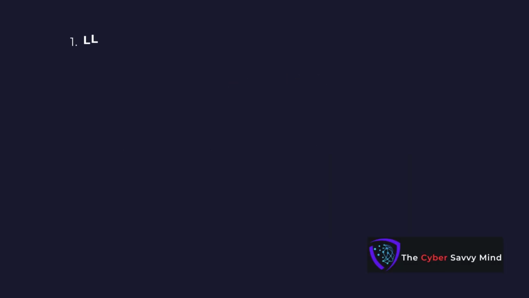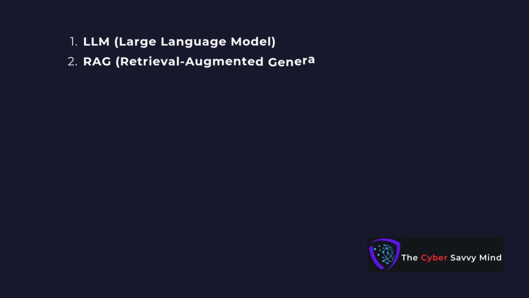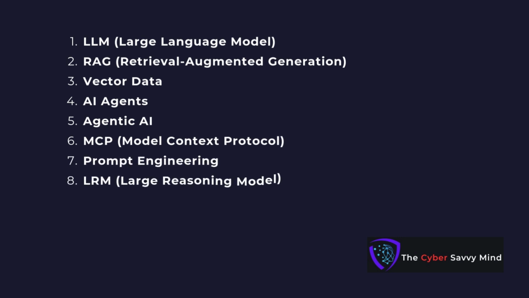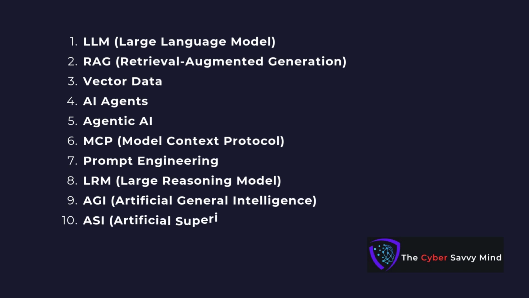There you have it. 10 AI terms that separate beginners from people who actually understand how AI works. AI isn't magic. It is architecture, data, reasoning, and control. Master these concepts and you're already ahead of 90% of the people talking about AI.